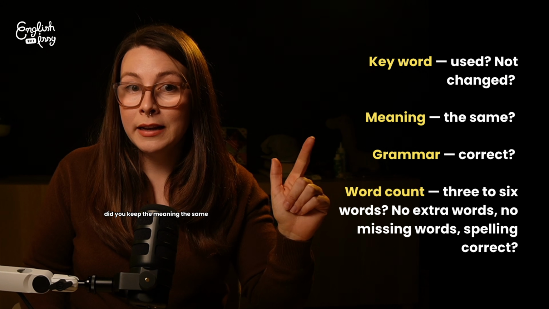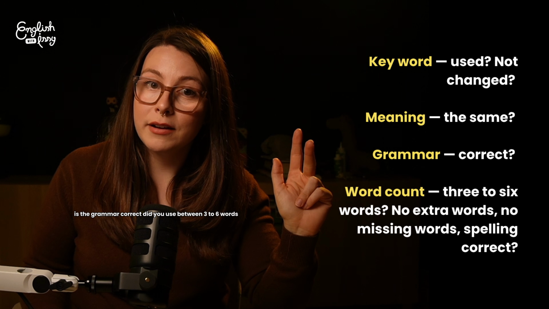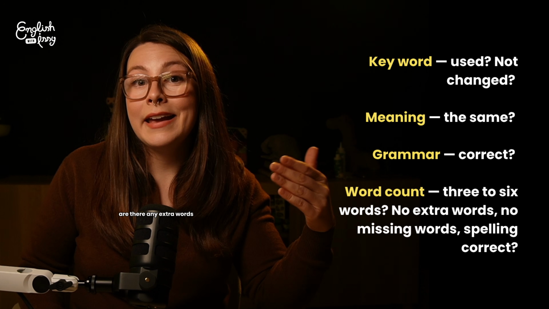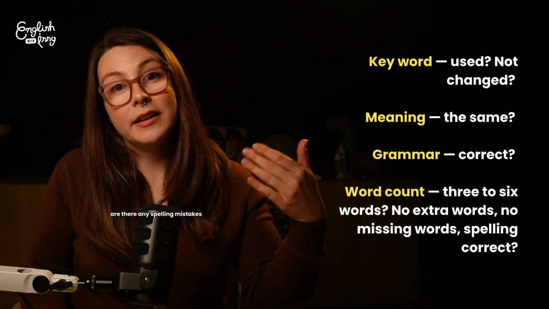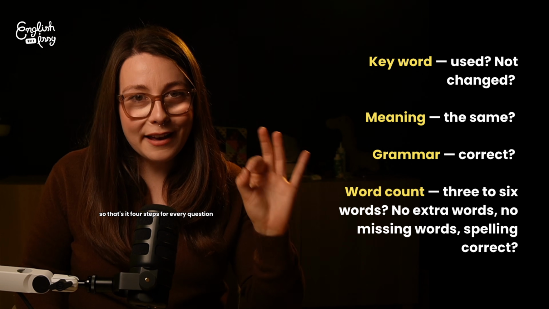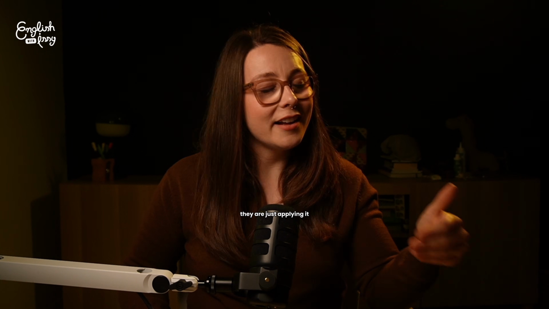And step 4 is do the examiner check. Did you use your keyword? Did you keep the meaning the same? Is the grammar correct? Did you use between 3 to 6 words? Are there any extra words? Are there any spelling mistakes? So that's it. 4 steps for every question. In my C1 Advanced program, we practice this routine until it becomes automatic so that in the exam, students aren't thinking about the method, they are just applying it. So let's use it now.